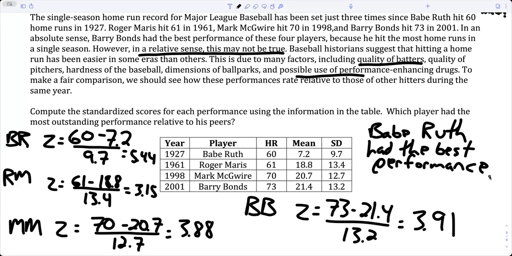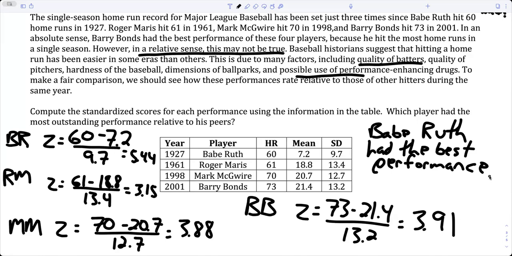Why can I say that? What's his Z-score? 5.44, meaning what? What's the interpretation of the Z-score? It's the number of standard deviations above the mean. Okay. The average number of home runs that year was 7.2, and he hit 60. Okay. He's over 5 standard deviations above the mean.